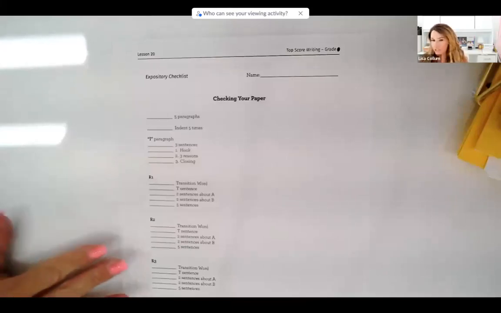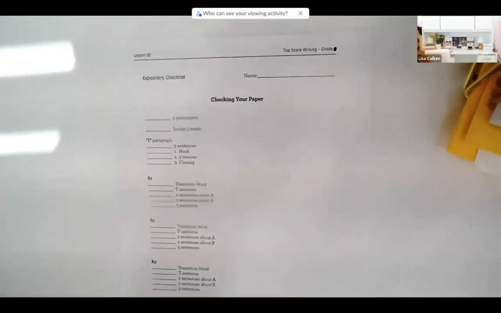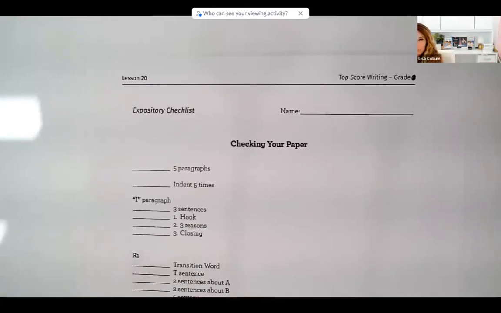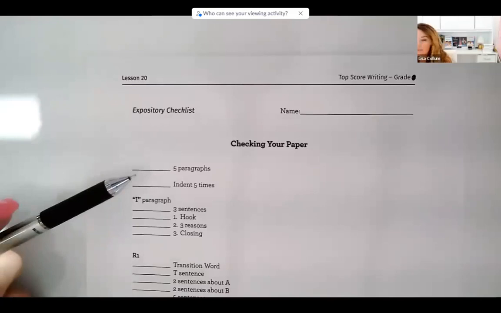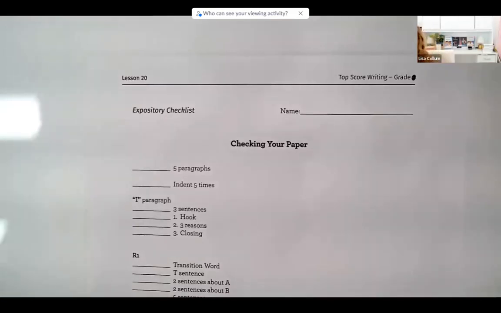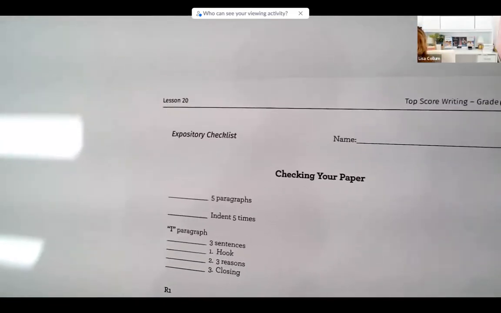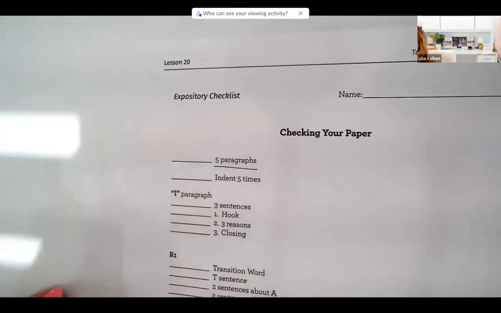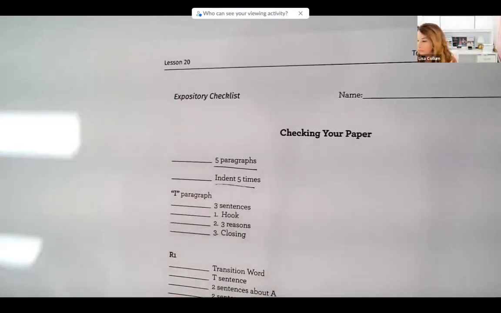So I want to show you this checklist that I've created that makes it really simple to know exactly what you should be doing in your essay. Of course, when you're looking over your whole essay after it's done, you want to make sure that you have at least 5 paragraphs and that you indented 5 times. So once you're done writing your essay, you could put a check on those lines because you know you have 5 paragraphs and you indented 5 times. You want to check that though, okay?